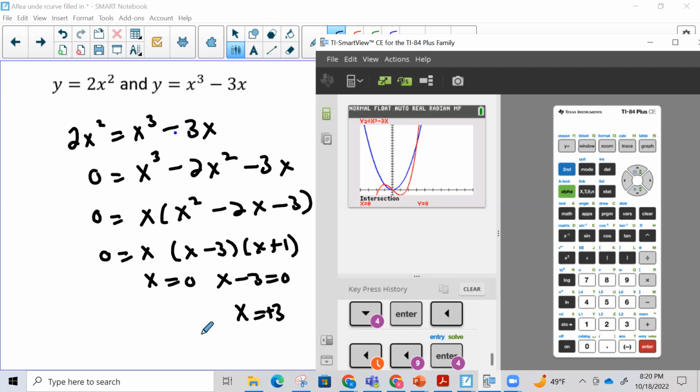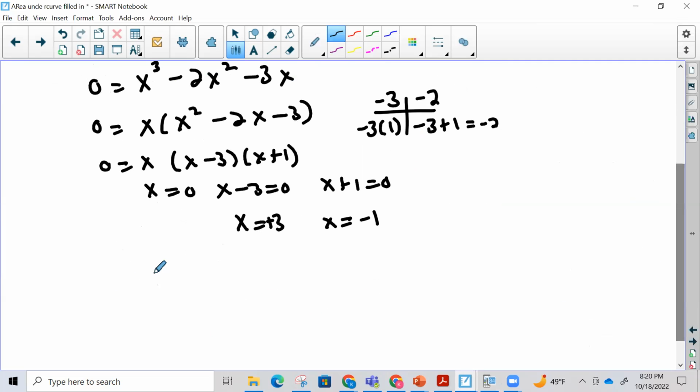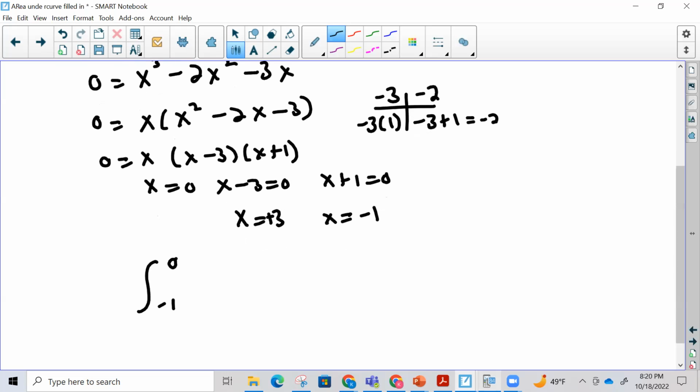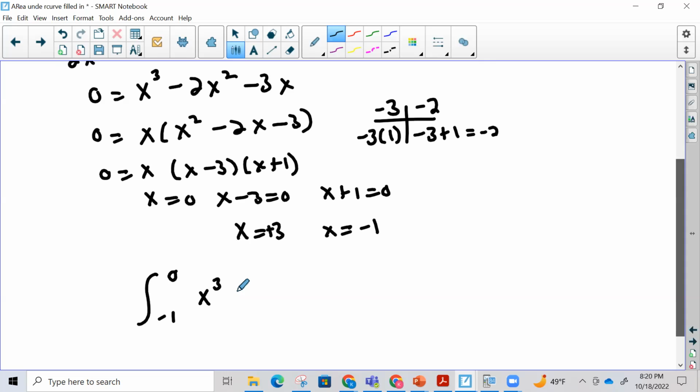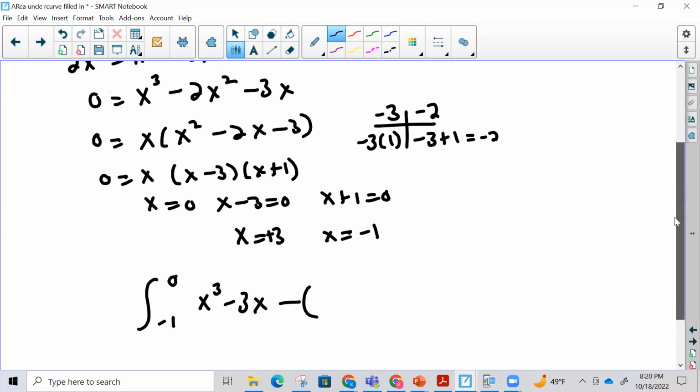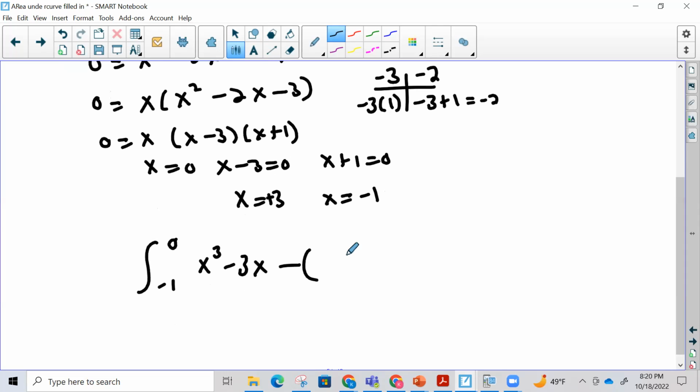So that means for that region, I'm going to have my bounds from -1 to 0, and I'm going to put the, which one did we say was on top? The cubed one. So the x cubed minus 3x, that would be my f of x, minus, then the g of x would be the 2x squared dx. And that would be the first region I would have to do.